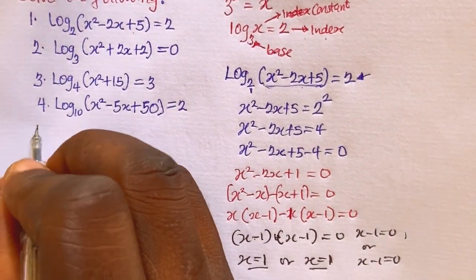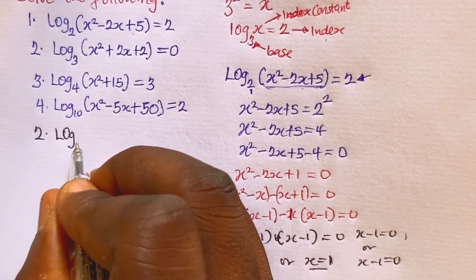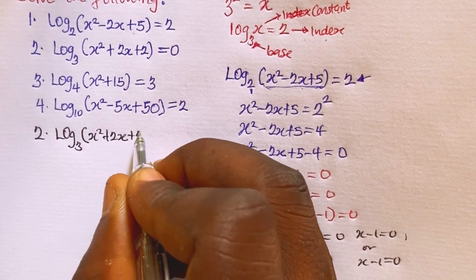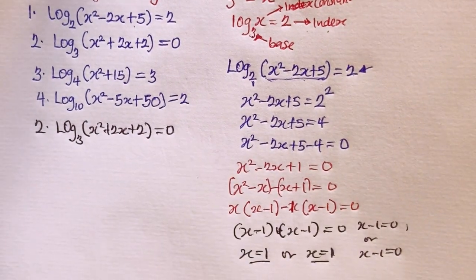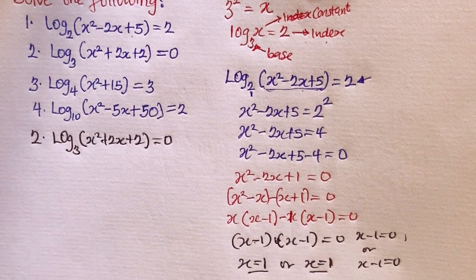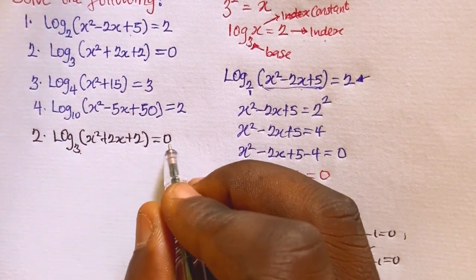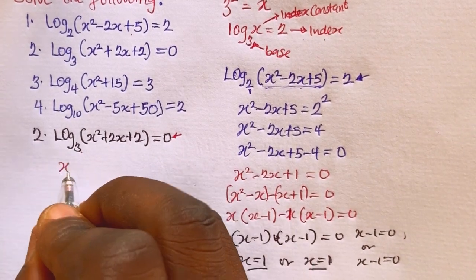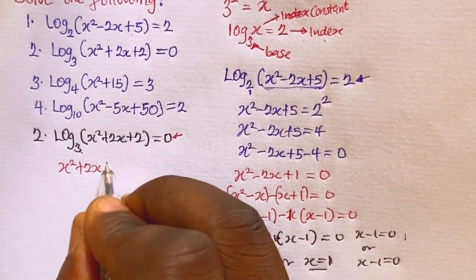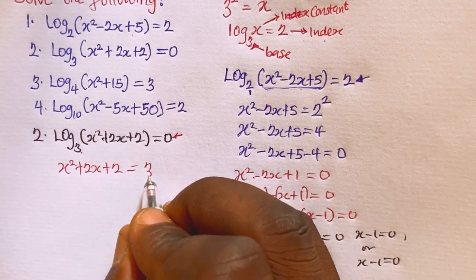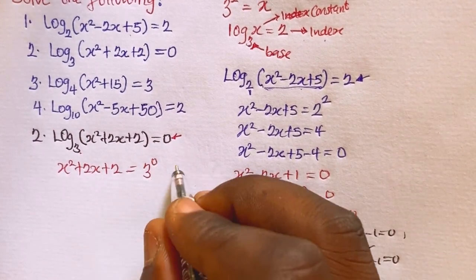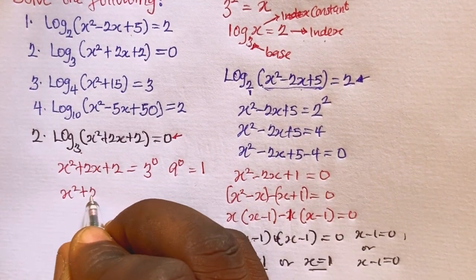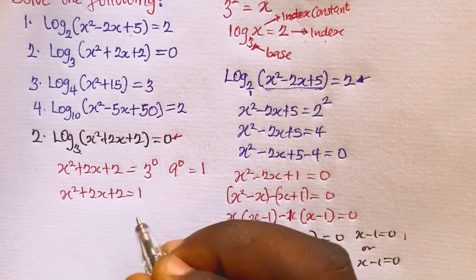The second question says log of base 3 of (x squared plus 2x plus 2) equals 0. So the same thing here: these are our base and this is our index. We bring out the constants: x squared plus 2x plus 2 equals 3 raised to the power of 0. You can recall that a raised to the power of 0 equals 1. So x squared plus 2x plus 2 equals 1.